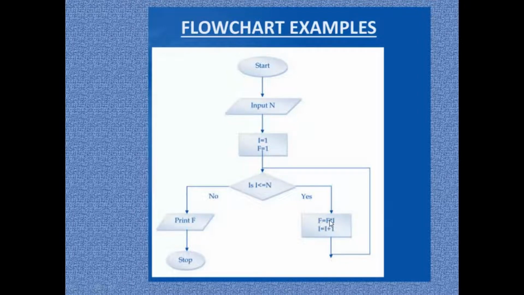we store factorial is equal to factorial times count or I, and I is equal to I plus 1, or count is equal to count plus 1. Then we go back to the program and check if I is less than equal to n. If it is no, then we print the factorial and we stop the program. This helps us find the factorial of a given number.